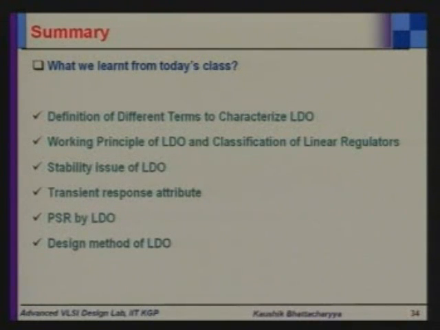Now in summary, what we learned from today's class, we have defined some different terms to characterize an LDO. Thereafter, working principle of LDO and classification of linear regulators. I mentioned the stability issues. There I have shown different compensation schemes which are usually available. I have shown their pros and cons. Next, transient response attributes, PSR by LDO, power supply rejection which is done by LDO, design method of LDO, how to design an LDO.